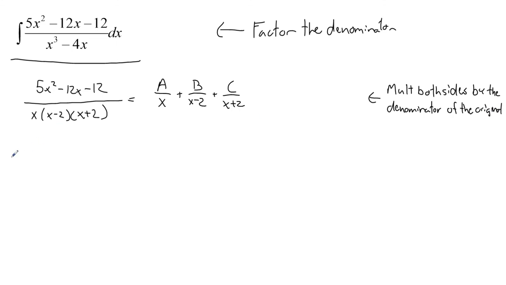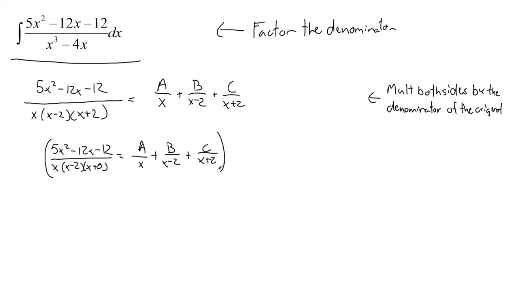So I want to take this, 5x squared minus 12x minus 12 all over x times x minus 2 times x plus 2, equal to a over x plus b over x minus 2 plus c over x plus 2. And we're going to multiply this whole thing, and I don't know why I put a 5 there? I did, and that's too big, and I messed it up. Well, let's see if we can fix it here.